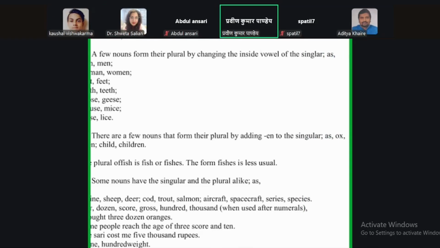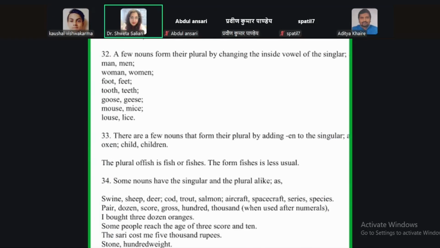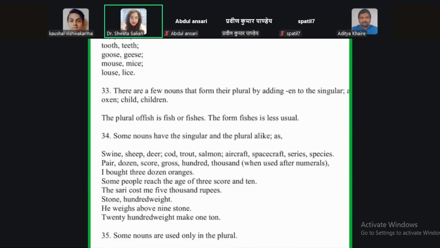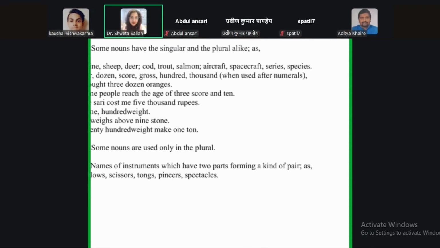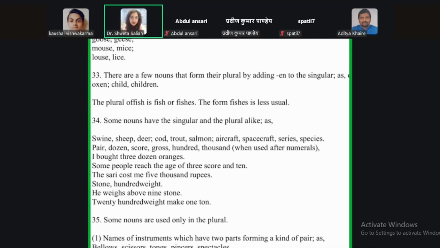A few nouns change the inside vowel of the singular. Sorry, that is done. Next, a few nouns that form the plural by adding en, like ox, oxen, child, children. Plural of fish is fish or fishes.